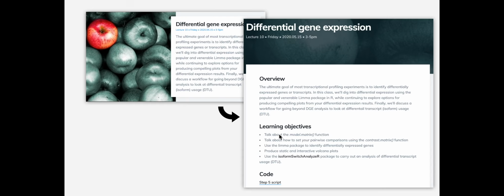So the first thing we need to do is talk about how to set up what we'll call our model matrix or design matrix that will really articulate how a linear model will be used to analyze our data for differential expression. We'll then talk about how to set up in R the pairwise comparisons that we want to actually test for gene expression between, and we'll do that using the contrast matrix function.